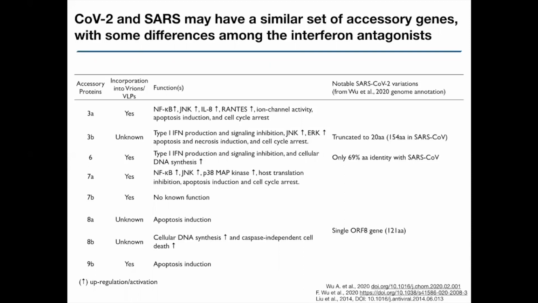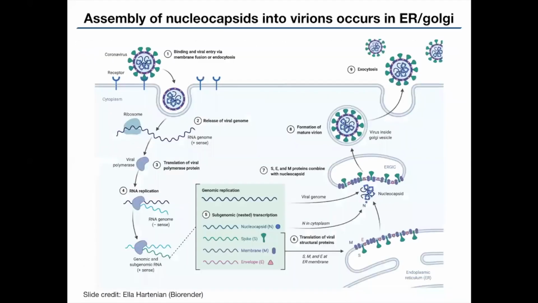Some of those are listed here in this table: accessory proteins 3A-B, open reading frame 6, open reading frame 8. Each of these have some notable differences. You'll also note that I'm not going to go through the functions of all of these on the table, though I will point out that even for SARS coronavirus and other coronaviruses, the functions of many of the accessory proteins are only partially worked out or not yet established. This is going to be an important area for research in the future.